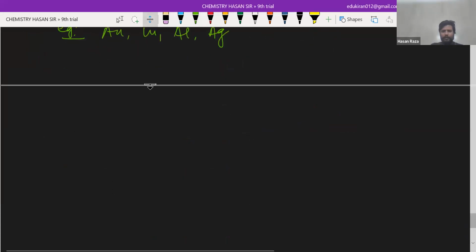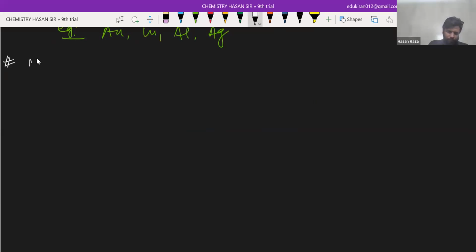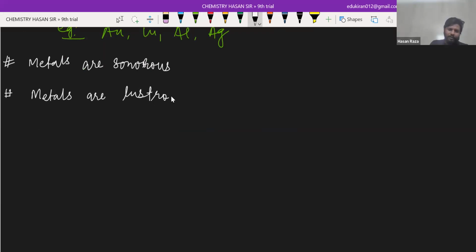After this, there are two more properties, which are that metals are sonorous. You know what is sonorous? They make a sound when you beat them. Metals are sonorous and lustrous. When you beat them, they make one sound.